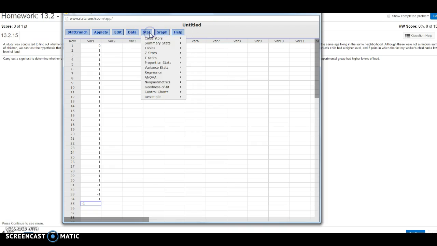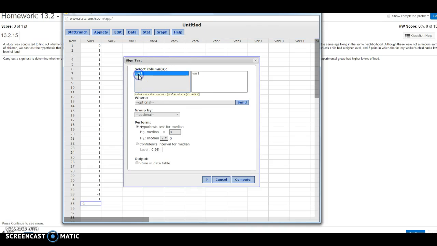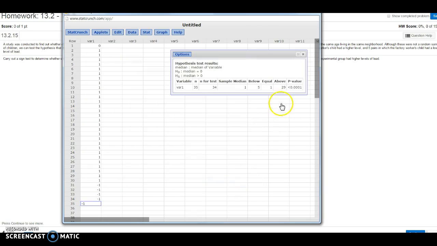So I can go to Stat, Non-Parametric, Sign Test, and click that column. My hypothesis test is whether the median lead value is higher, so that the difference is greater than 0, which it looks like if I have 29 positives. We'll see, and I compute. I get a p-value of almost 0. And remember, S can either be 5 or S can be 29, the number above or the number below.